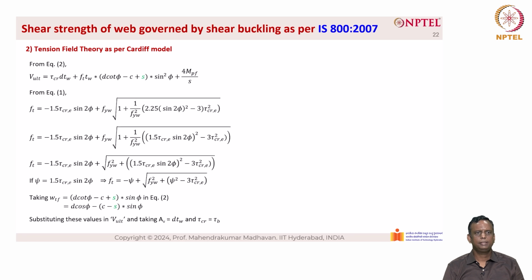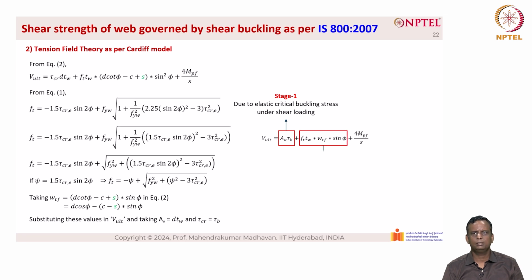Now, substituting these values in V ultimate and taking AV equal to d into Tw and tau critical equal to tau b, we have V ultimate equal to AV into tau b plus Ft into Tw into WTF into sin phi plus 4 Mpf by s. The first term is basically stage 1 due to elastic critical buckling stress under shear loading. The second term is stage 2 due to tensile field action alone, which is Ft into Tw into WTF into sin phi. The third term is stage 3 due to full plastic hinge formation, which is 4 Mpf by s.